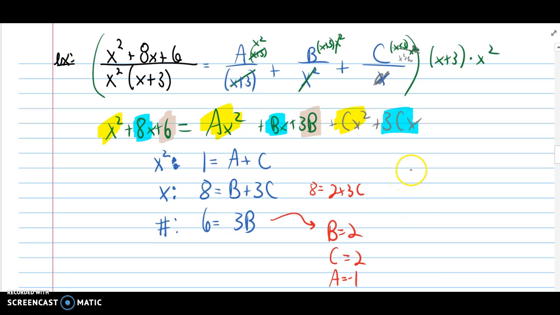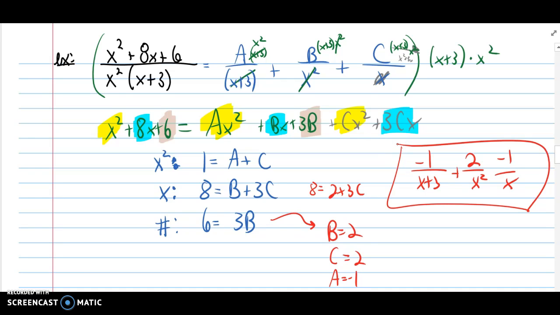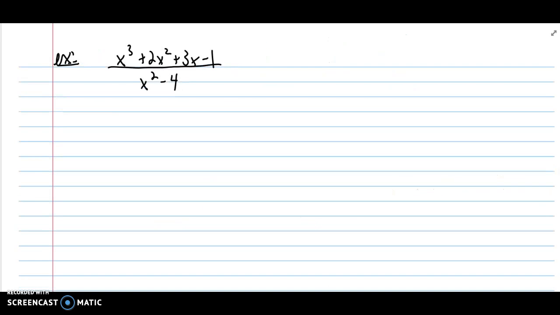So our partial fraction decomposition is negative 1 over x plus 3 plus 2 over x squared minus 1 over x. Plugging in our a, b, c value into the original way we broke it down, and there it is decomposed. One more bonus problem here.